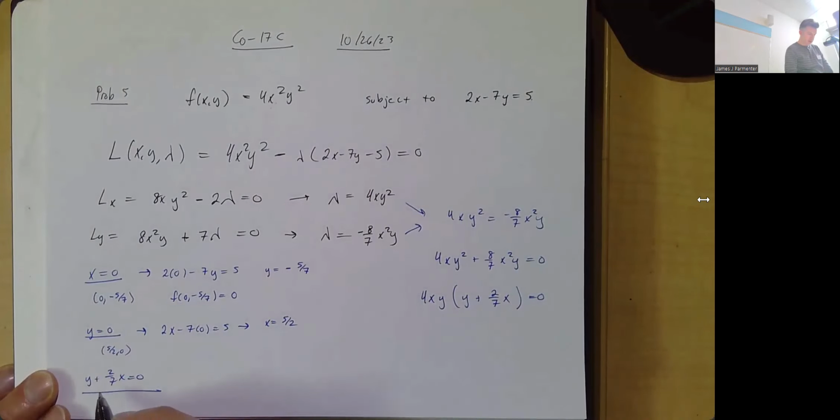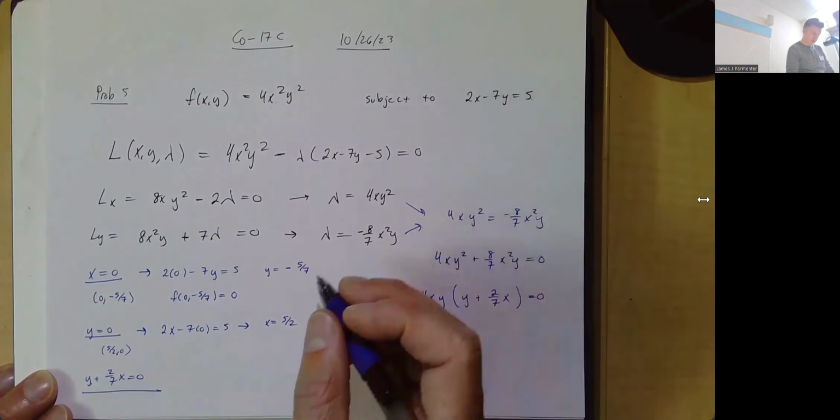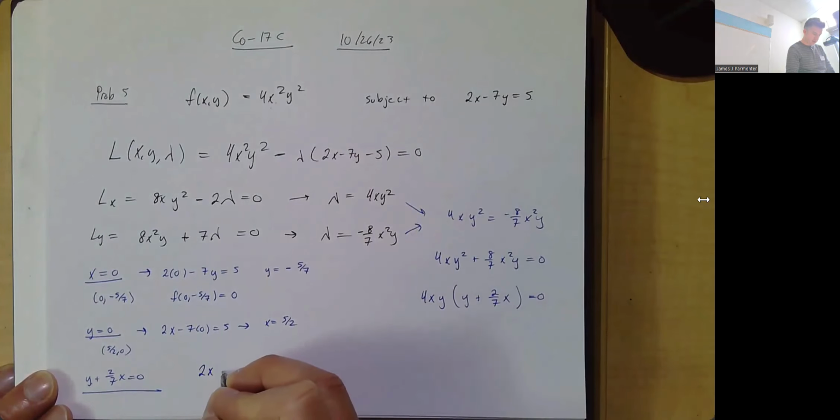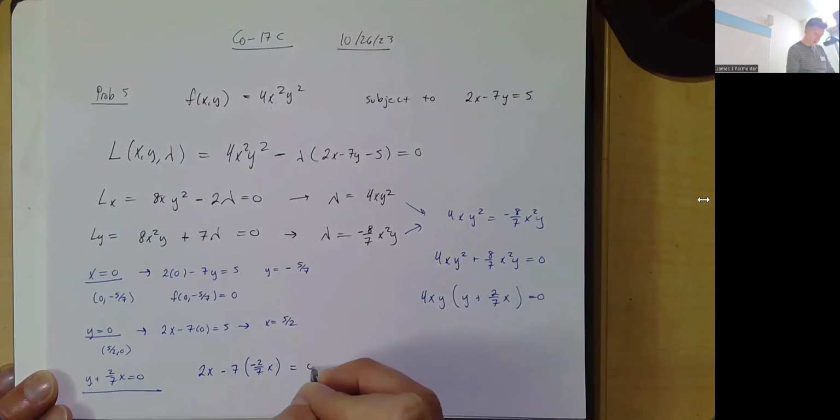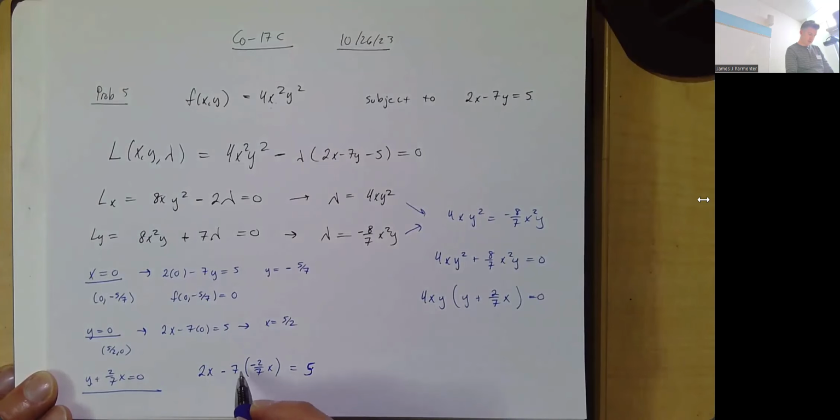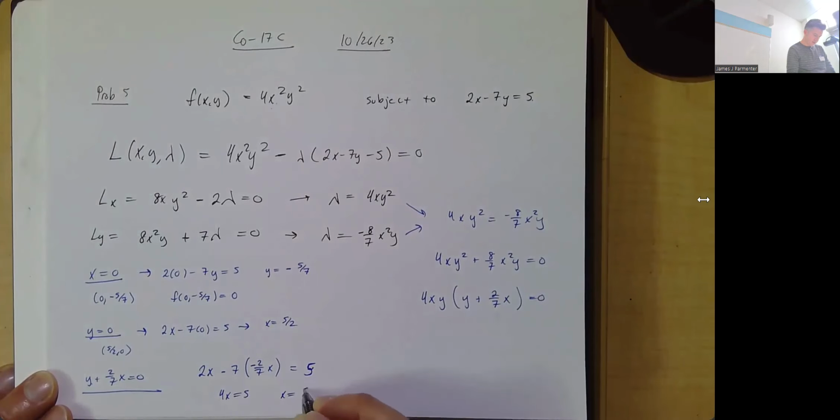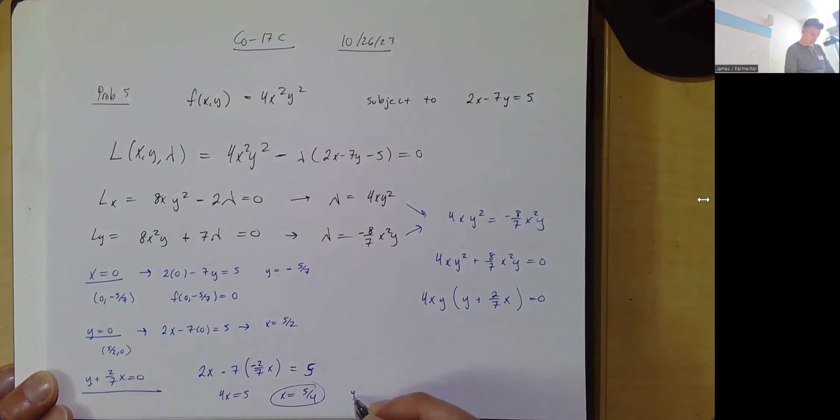And lastly here, setting y equal to negative 2/7 x and plugging into this constraint, I'm going to get 2x minus 7 times negative 2/7 x equal to 5. So 2x minus minus is plus 2x, so 4x equals 5, x equals 5/4. And then if y is negative 2/7 x, y is going to be negative 2/7 times 5/4, which is equal to negative 5/14.